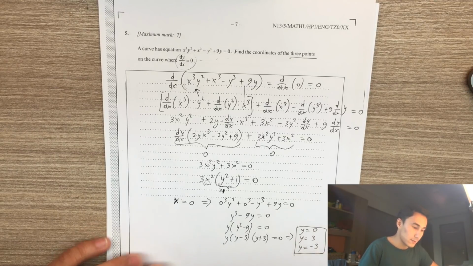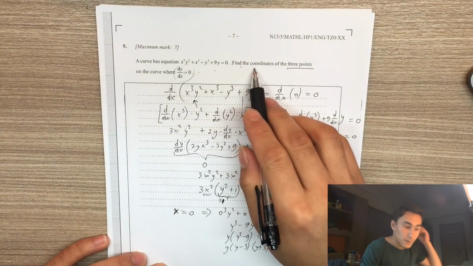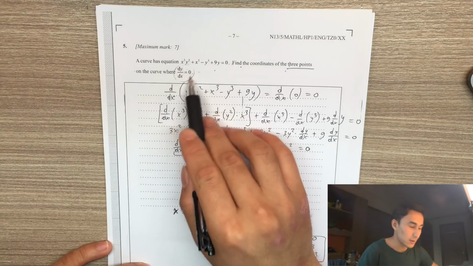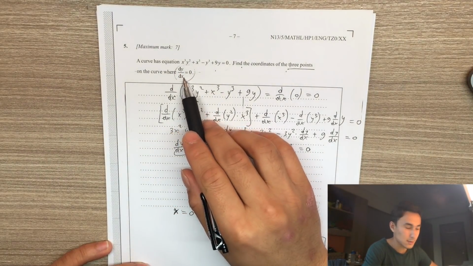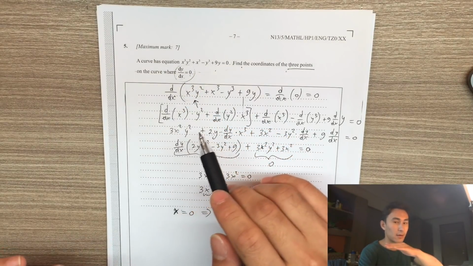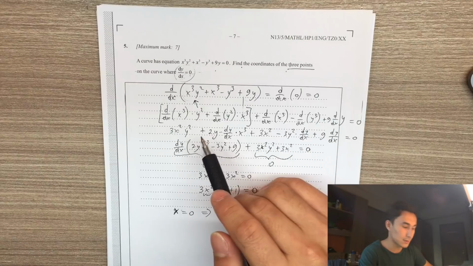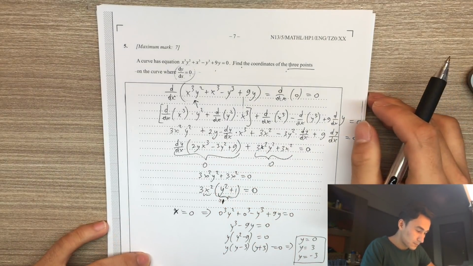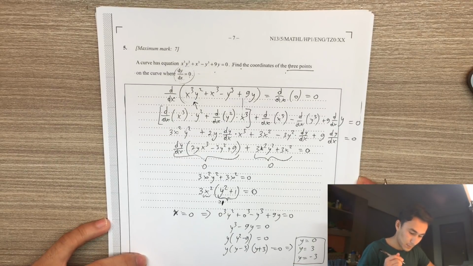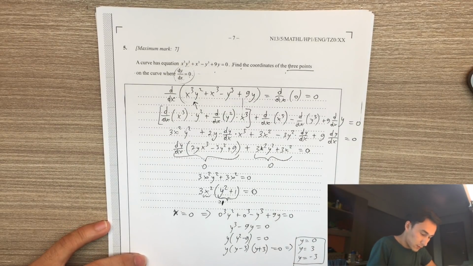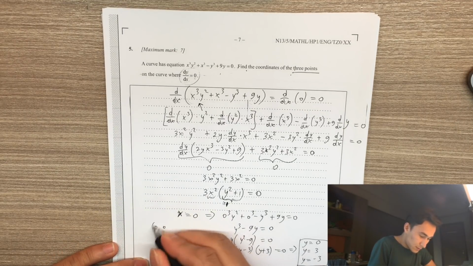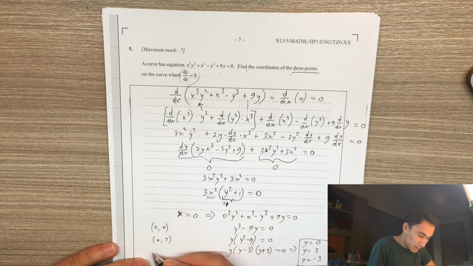So hence, the problem was to find the coordinates of the 3 points on the curve where dy/dx is equal to 0. And by the way, dy/dx equal to 0 means that at that point the curve will have a horizontal tangent. And now we have 3 points. The coordinates are (0, 0), (0, 3), and (0, negative 3).